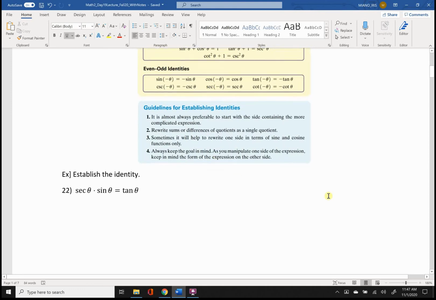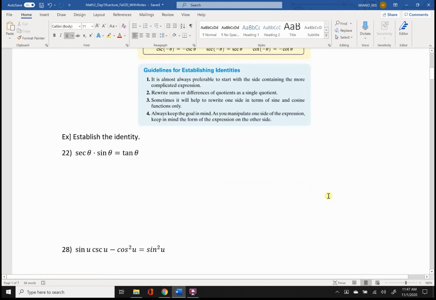This blue box is giving us guidelines for establishing identities, which is that we almost always want to start with the side containing the more complicated expression, and turn it into the less complicated version of it. We're going to rewrite sums and differences of quotients as a single quotient. Sometimes it will help to rewrite one side in terms of sine and cosine functions only. Keep in mind, as you manipulate one side, the form of the expression on the other side. So we'll want to take into account all of these things while we establish these identities.